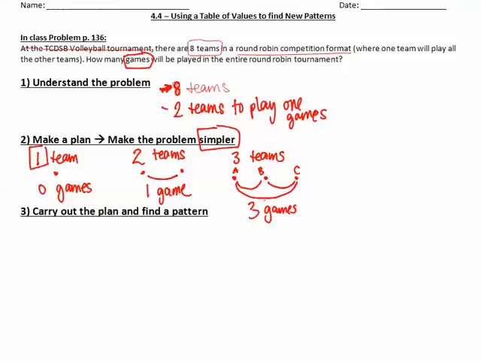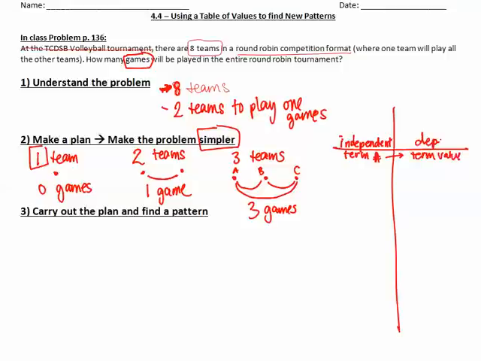Given this, now we can make a table of values. So on the right-hand side, let's make a table of values. And let's just make sure we put the right variables in the right place. Well, the left one is always the independent variable. This is what we can change, or the term number. What responds to that, what will change because of that, is the term value, which is dependent, because it's dependent on the independent variable.